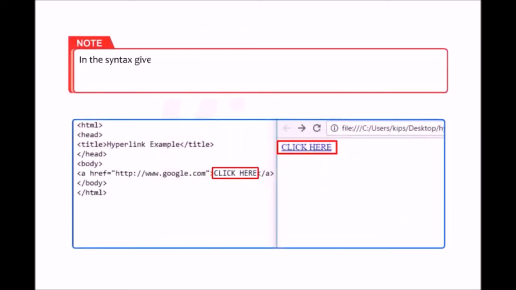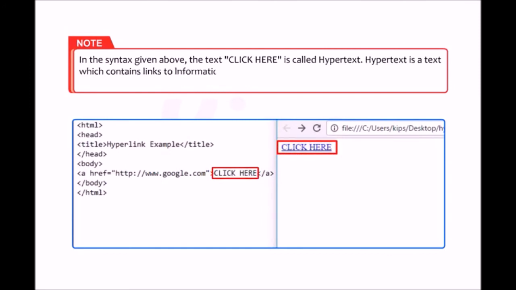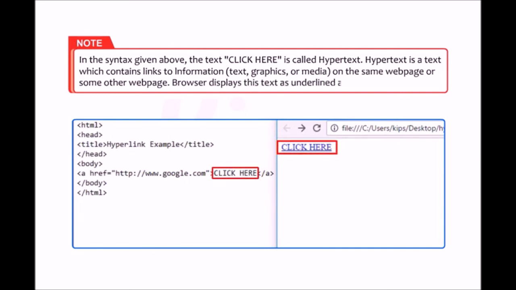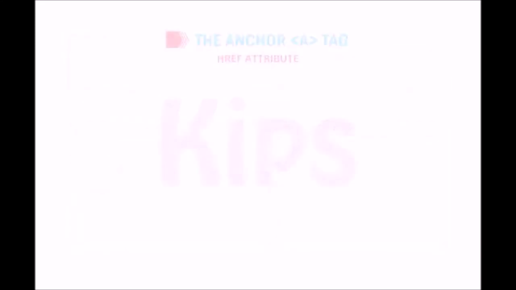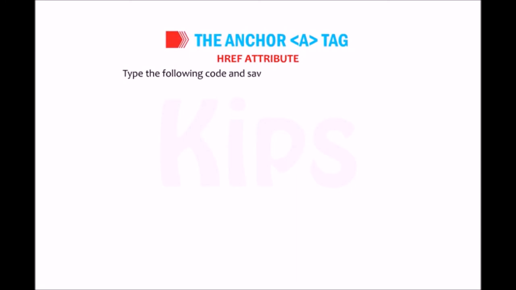Students, note that in the syntax given above, the text click here is called hypertext. Hypertext is a text which contains links to information, text, graphics or media on the same web page or on some other web page. Browser displays this text as underlined and colored. Type the following code and save the file with name click.html.